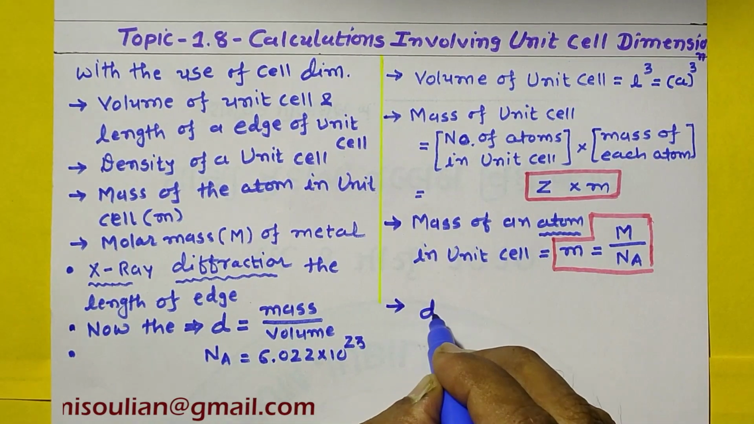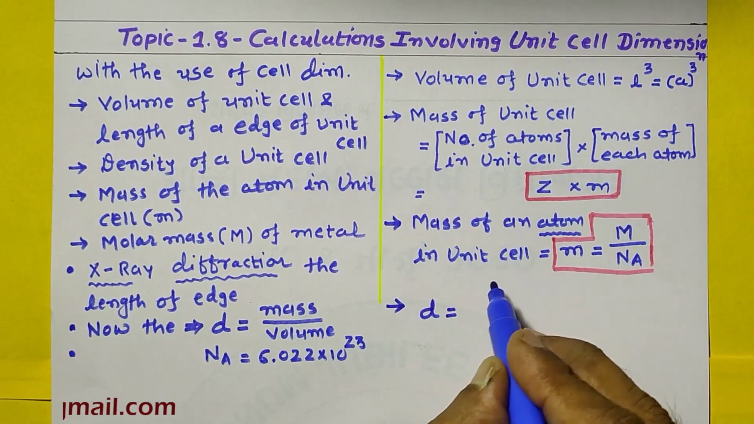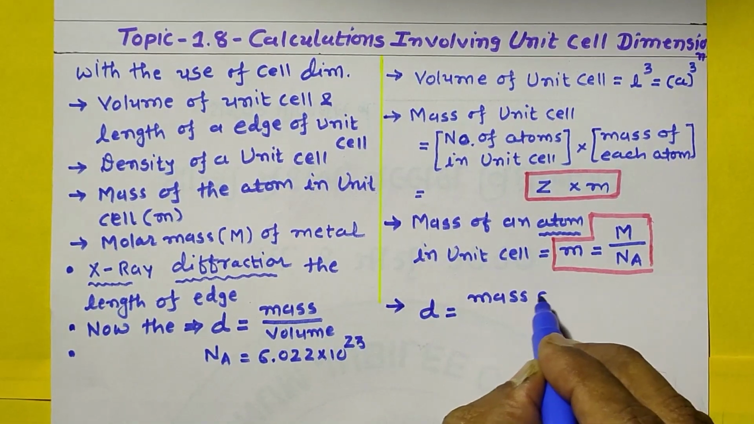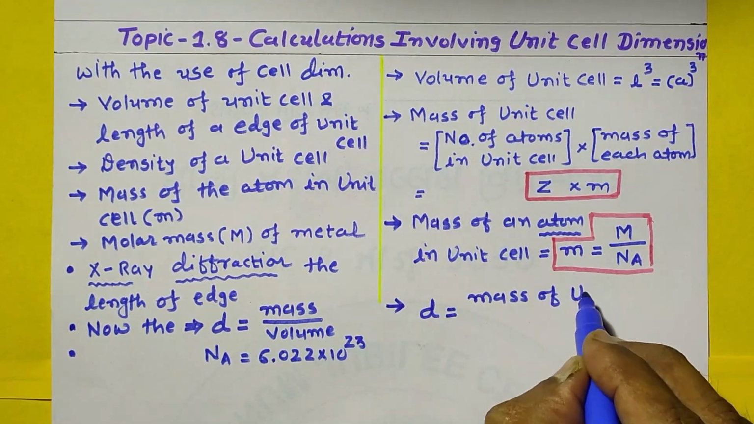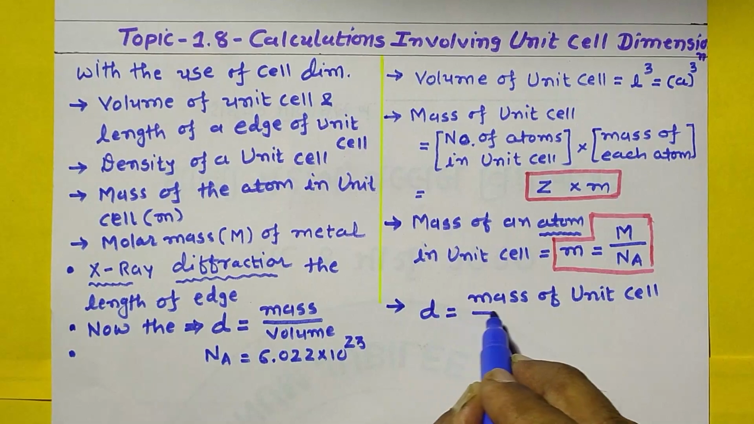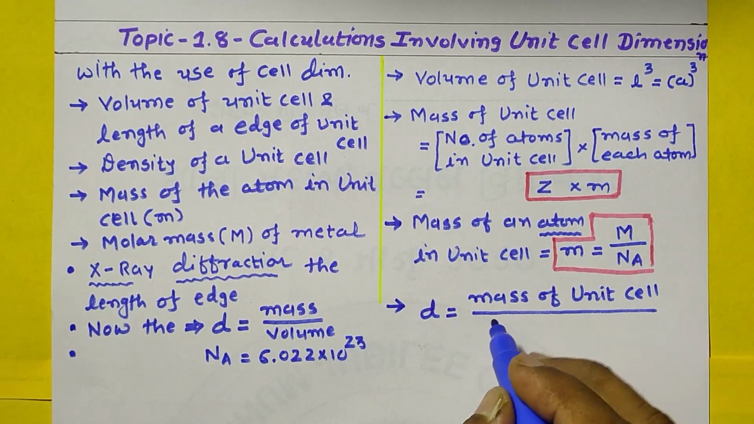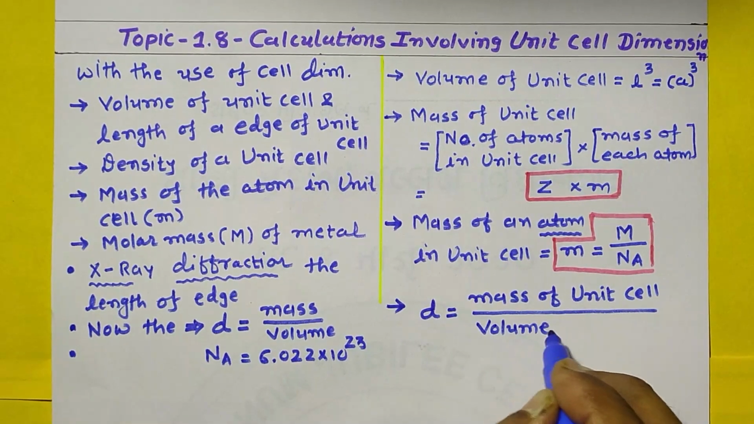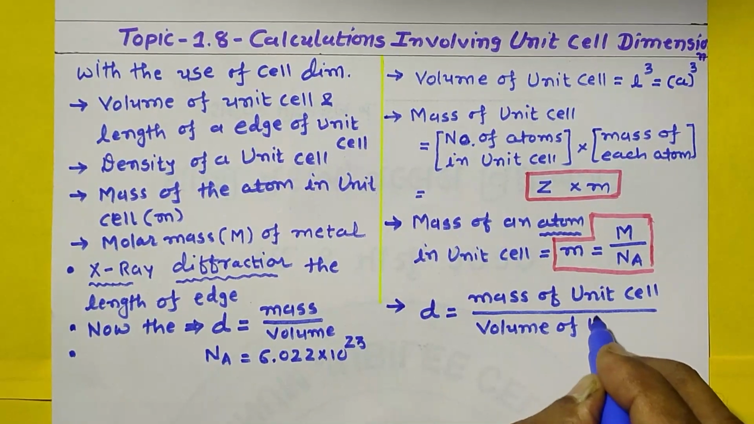Density of a unit cell, this small d, is equal to the mass of the unit cell divided by the volume of the unit cell.